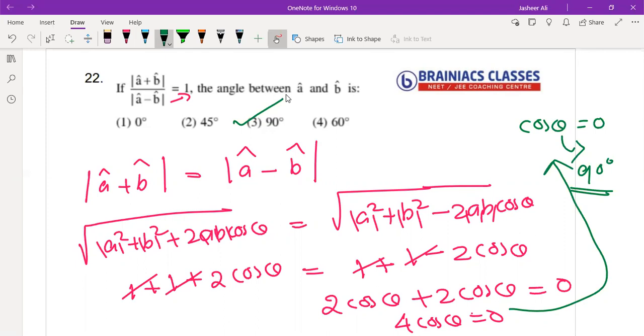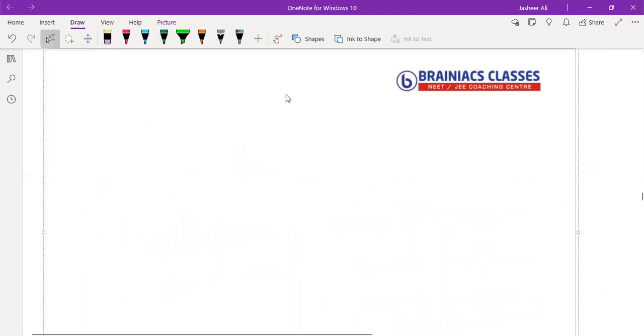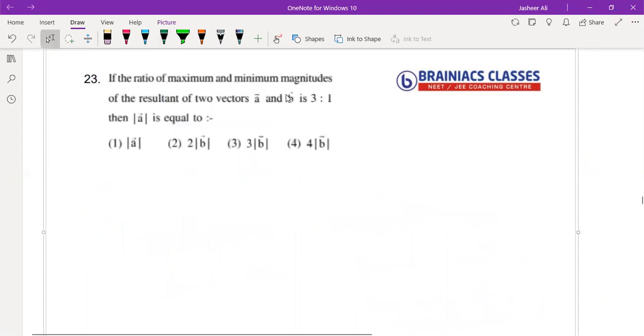Okay, silence, take it as no. Going to the next question. Question number 23. The ratio of the maximum and the minimum amplitude of the resultant of the two vectors A and B is 3:1. Then modulus of A is. There are two vectors. Two vectors means what are the two vectors we have? Vector A and vector B.